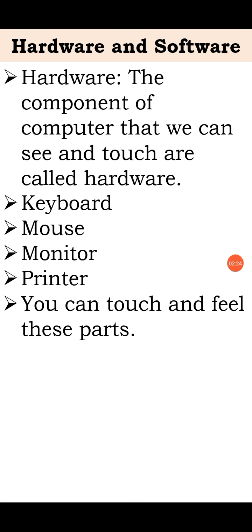Next is hardware and software. Hardware, the components of computer that we can see and touch are called hardware. Now a computer has many hardware parts, as you know, keyboard, mouse, printer and monitor. These four parts you have already seen, and you can touch these devices and feel the existence of these parts. So these parts are called hardware.